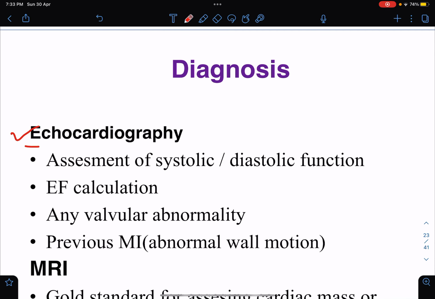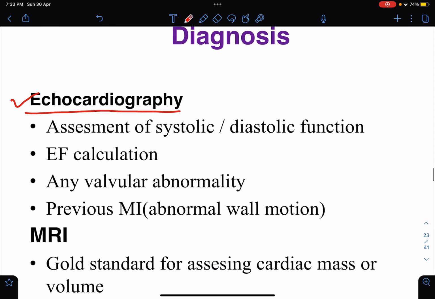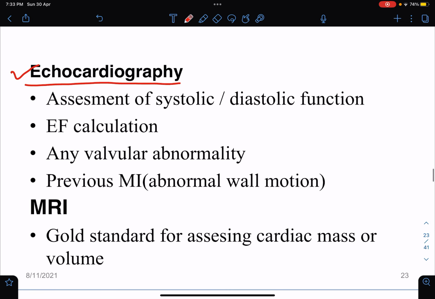Next, what we will do, we can do an echocardiography. From the echocardiography, we can find out the systolic and diastolic function of the heart, left heart and right heart. We can calculate the ejection fraction. Ejection fraction will give us an idea of the systolic function of the left ventricle.